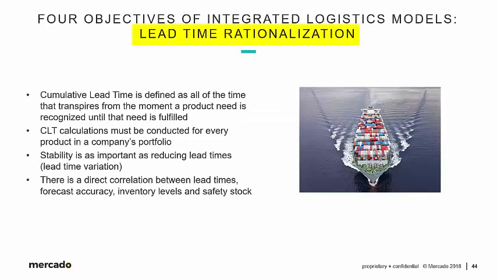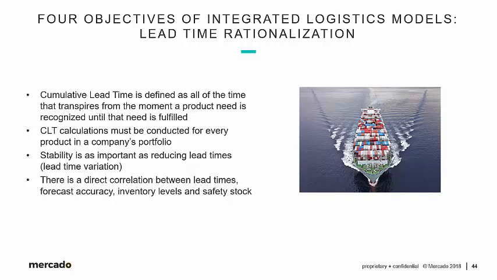Lead time rationalization. Cumulative lead time, let's define it again. Simply stated, and this is an APICS definition, the American Production and Inventory Control Society, all of the time that transpires from the moment a product need is recognized until that need is fulfilled. Essentially, for supply chain execution purposes, planning for a year or less, it's from the time a PO is issued until the goods are received and ready to be sold.